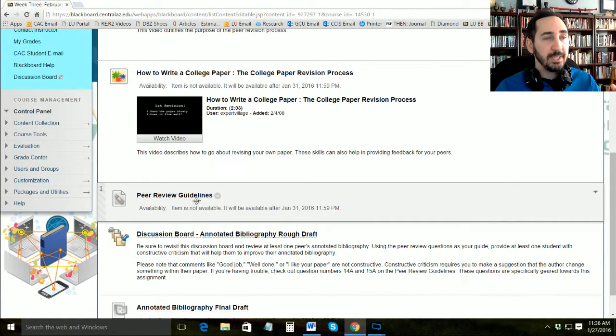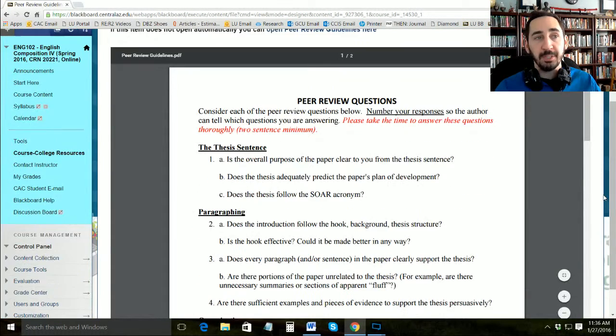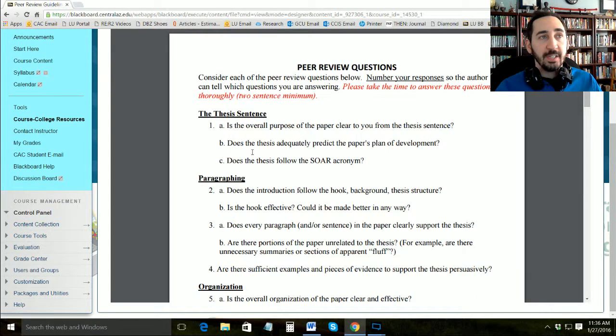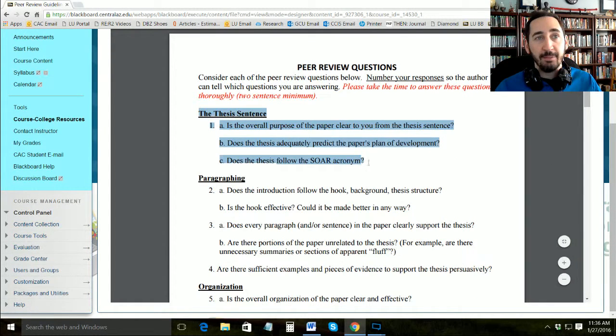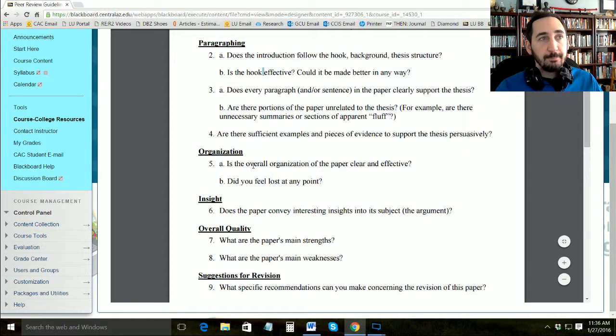And then once you're done, take a look at these peer review guidelines. These are what we're going to be using to review other people's papers. Now, granted, a lot of these things may not apply. For instance, you don't have a thesis in the annotated bibliography, so you can pretty much throw 1, A, B, and C out the window. Paragraphing might be applicable. You don't really have a hook because that's the first part in writing an essay, but we're not writing an essay. So some of these questions, like I said, don't apply.